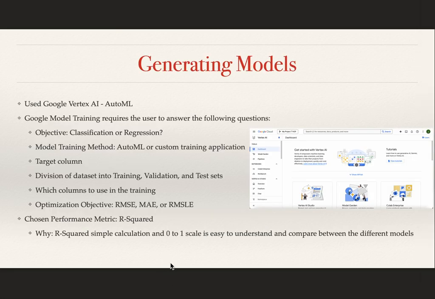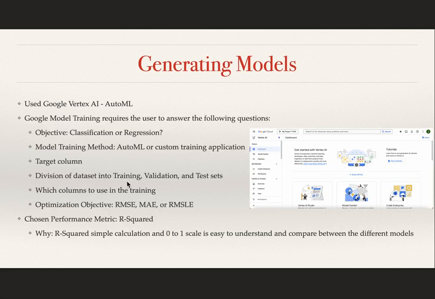I used Google Vertex AI platform and the AutoML tool within it to generate my models. Google asks a couple questions when you generate a model with it. So here's some of them. Classification or regression, basically, is this a categorical or continuous variable that we're trying to predict? Do we want to use AutoML or another tool? What's the target column? Again, in our case, that's energy output.